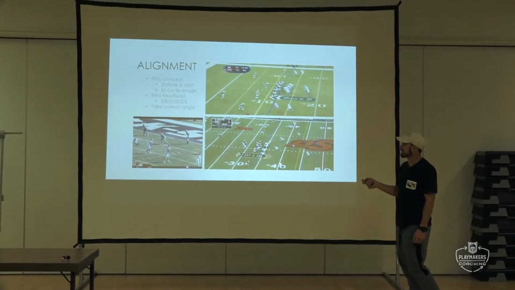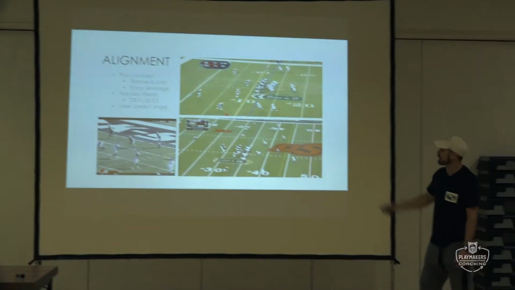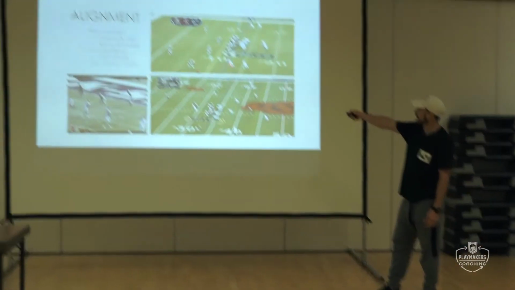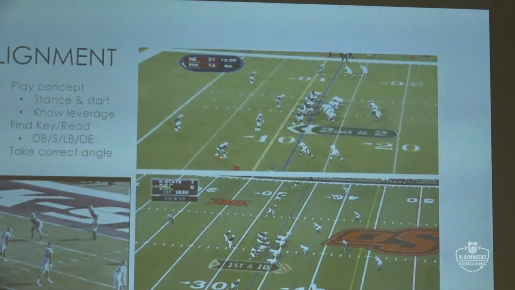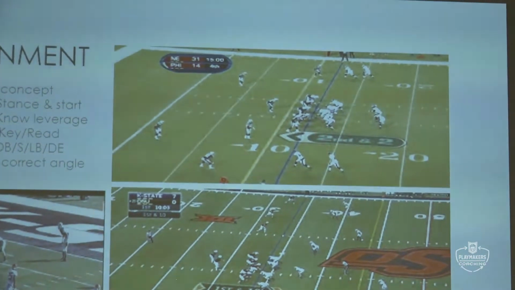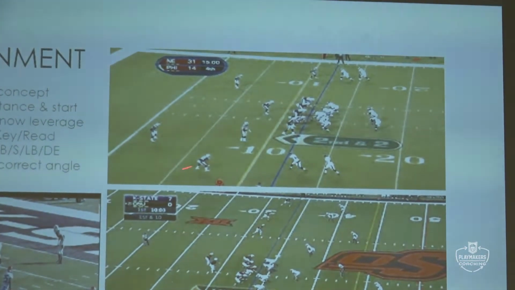Last thing about alignment, make sure we take the correct angle. Okay. Again, if he needs to get this guy, and we're trying to run the ball off tackle, don't run to his outside hip. He's going to have a free lane to go make that play. We need to take a correct angle to kick him out.